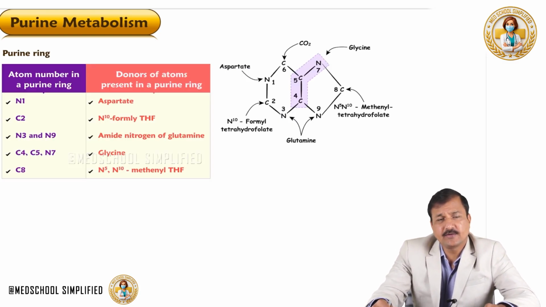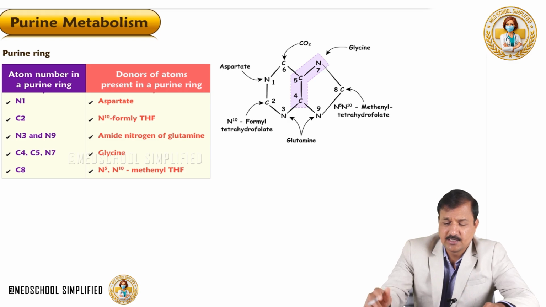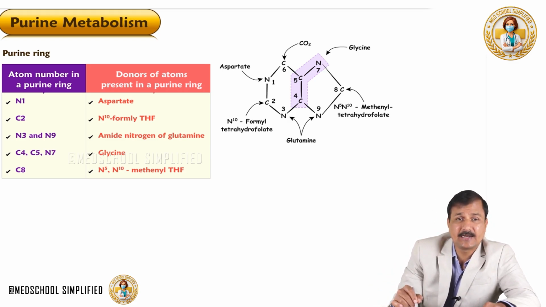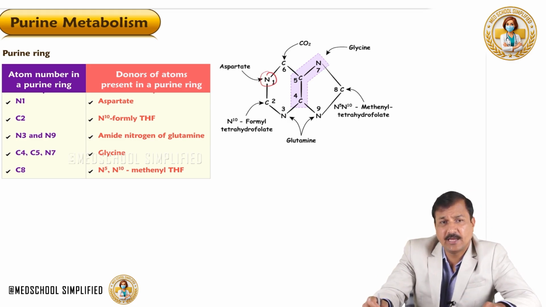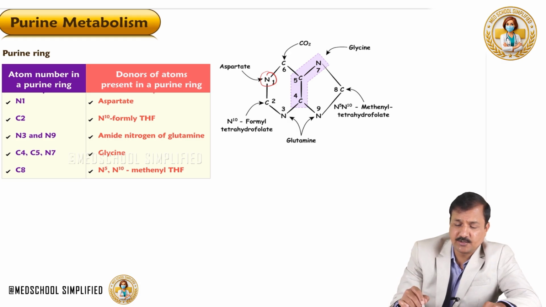Now, for a purine ring, first we'll have to see what are the atoms that are present in the purine ring and what are the donors of these atoms that are used to make this purine ring in a de novo biosynthesis of purine nucleotides. So let's look into a free purine base. It has 9 atoms, and they are numbered in an anti-clockwise manner, starting from N1, nitrogen 1, and then we have C2, N3, C4, C5 and C6, and then we have N7, C8 and N9.